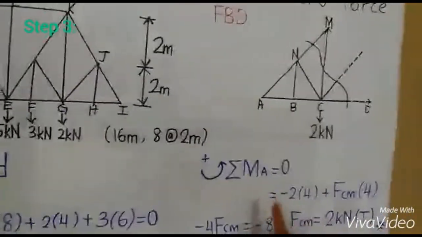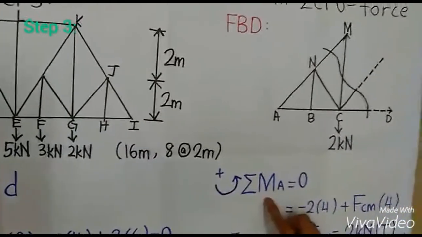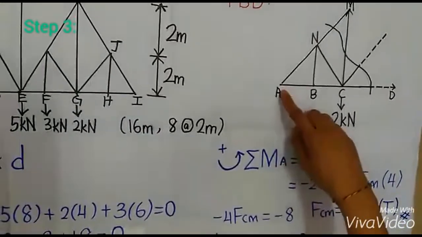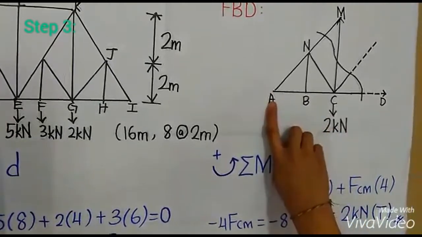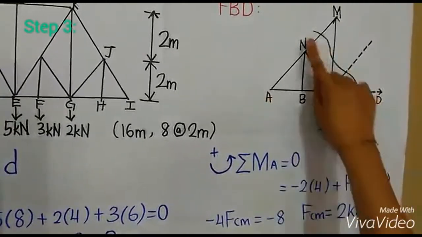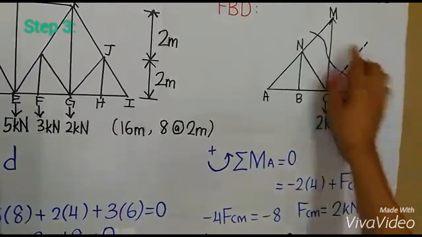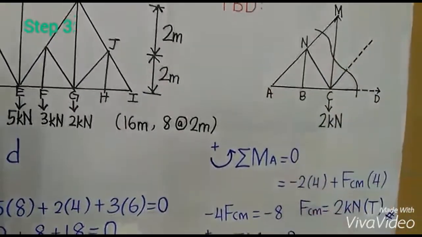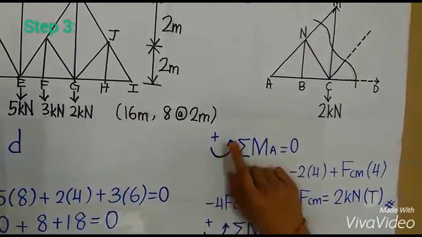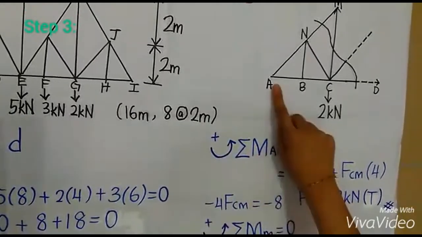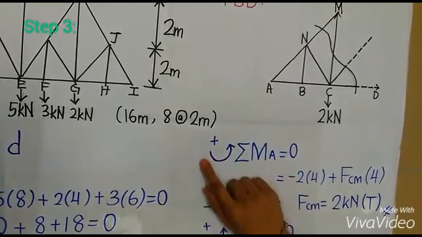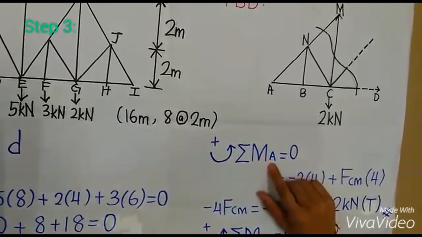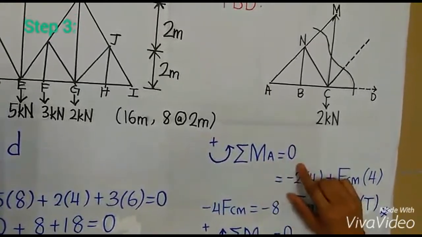Firstly, we need to find the summation of moment at point A. Why do we choose point A? This is because point A is the nearest to the cut section of this force. So, we assume that the summation of moment at point A is in positive counterclockwise direction, and the summation of moment at point A equals 0.